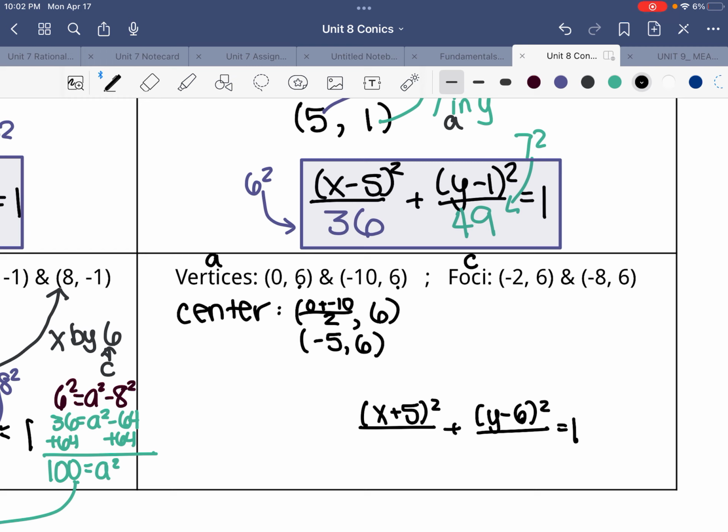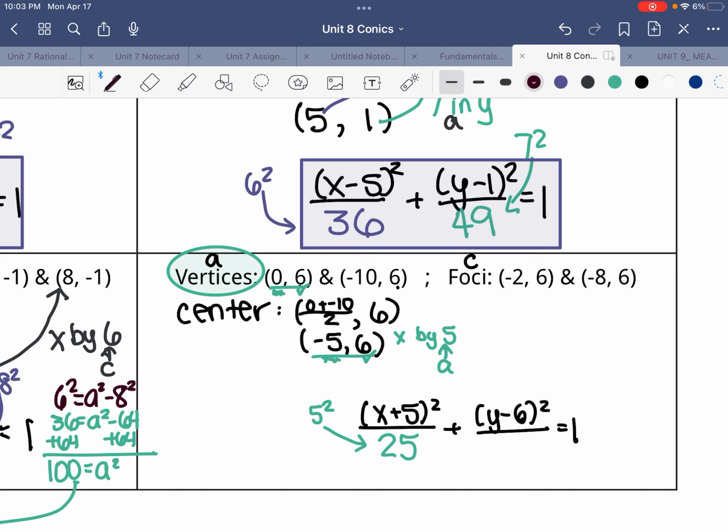Then I look between my center and either of my vertices, doesn't really matter. I notice that 6 is already the same, so that's not what's changing. But now the x value is going from 0 to negative 5. So the x is changing by 5, and that is going to be my a value, because it's, again, the vertices, which always gives you a. So I can go ahead and put 5 squared, or 25, underneath the x part.